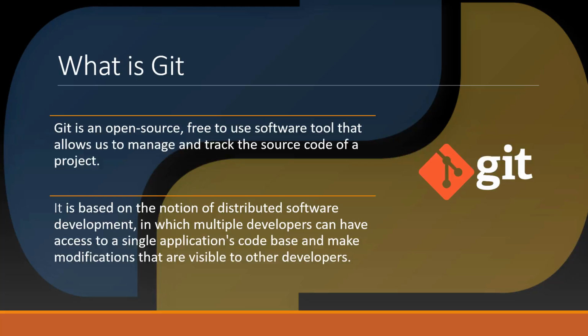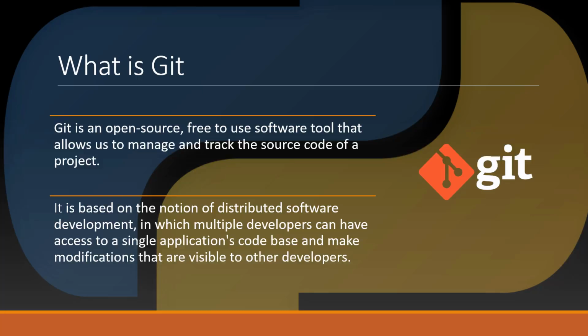Now Git is an open source software tool that allows us to manage and track the source code of a project. It is based upon the notion of distributed software development where multiple developers can have access to a single application code base and make modifications that are visible to other developers as well. Basically, Git makes it possible for a group of individuals to collaborate on the same file, and it also aids the team in overcoming the misunderstanding that might arise when numerous people work on the same file.